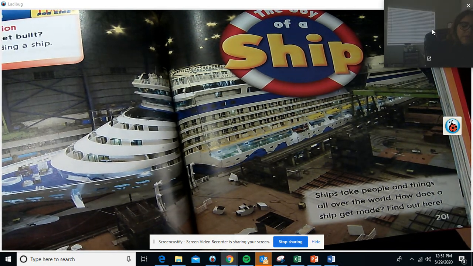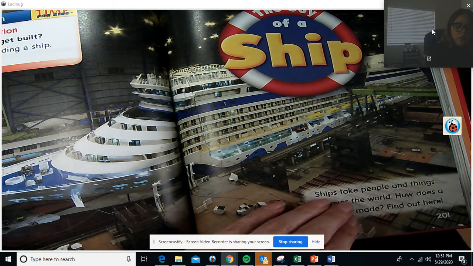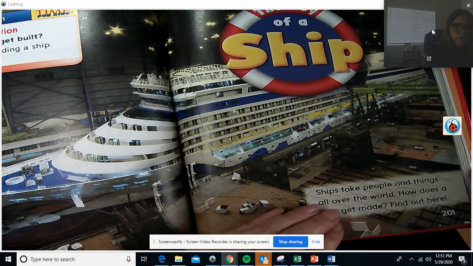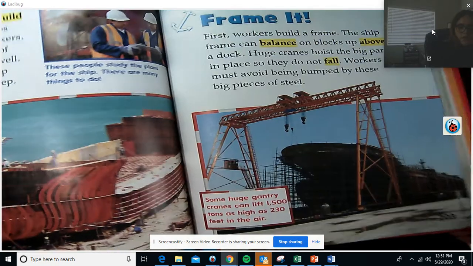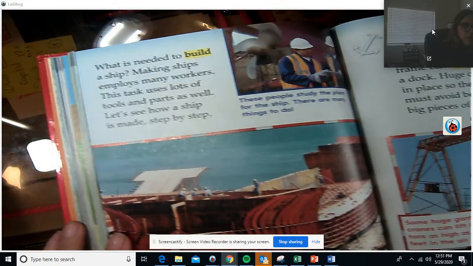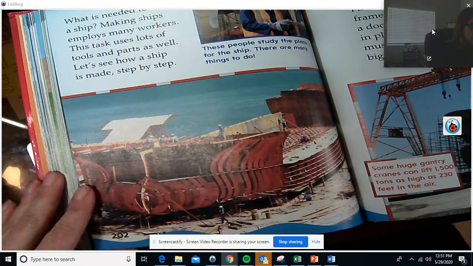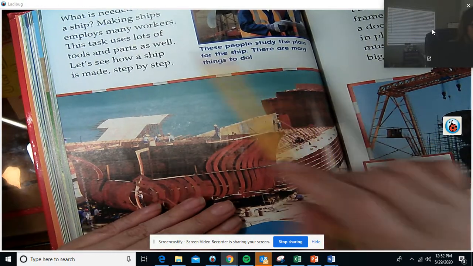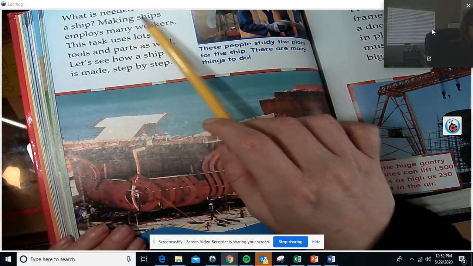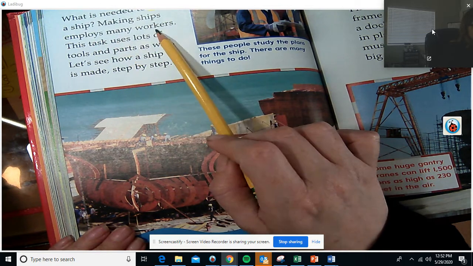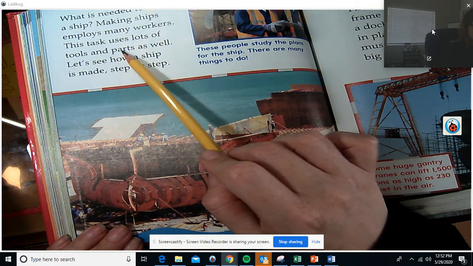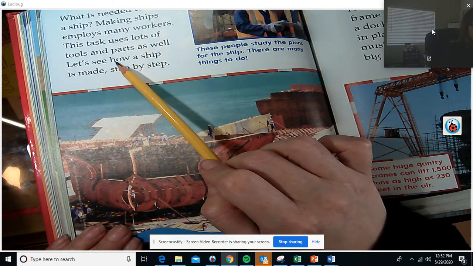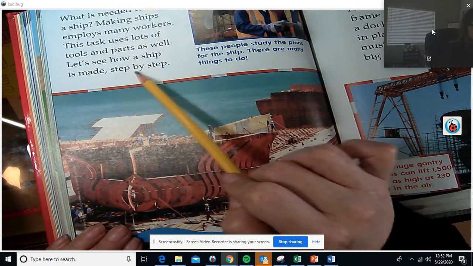So what happens when steel gets cold? Workers wear a helmet and gloves. And what happens when a joint leaks on a ship? What is needed to build a ship? Making ships employs many workers. This task uses lots of tools and parts as well. Let's see how a ship is made, step by step.